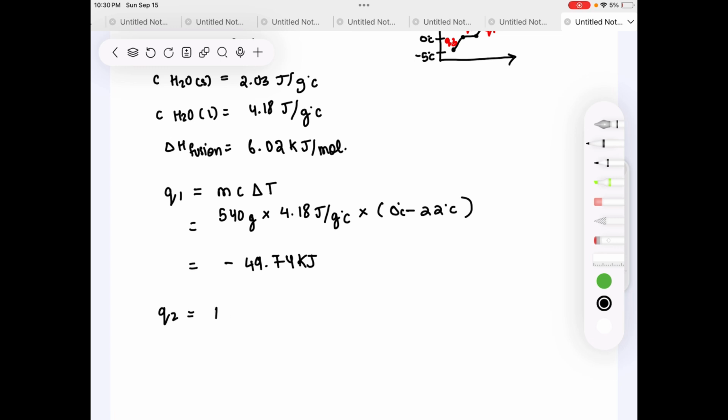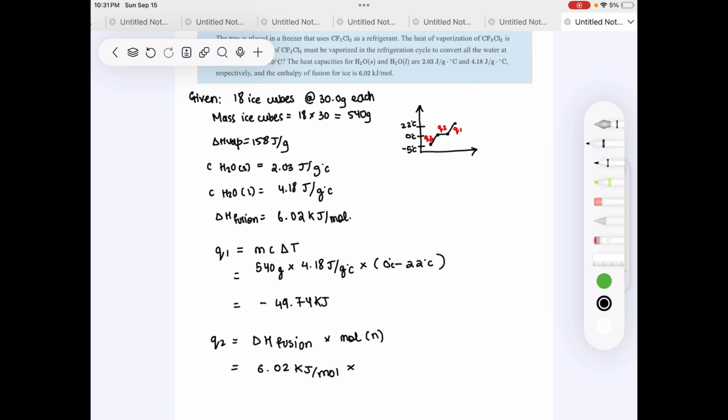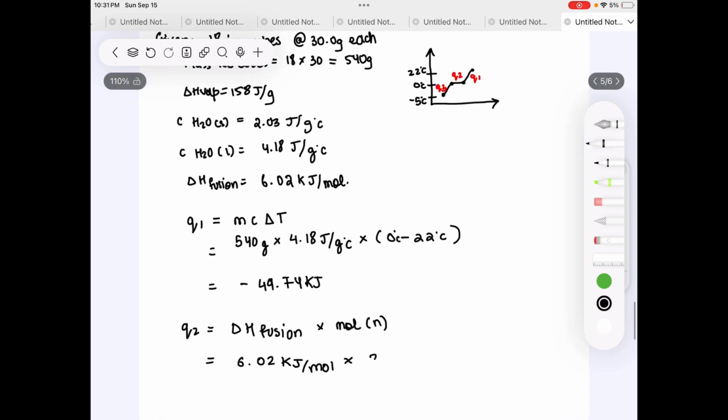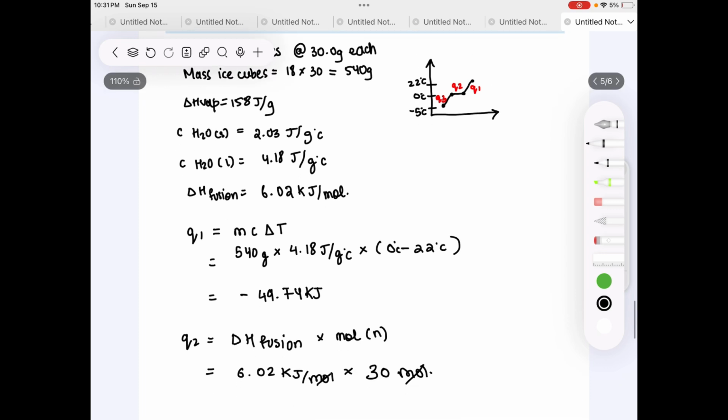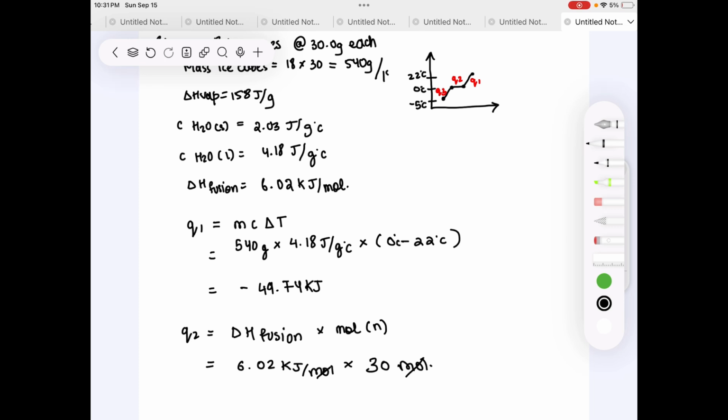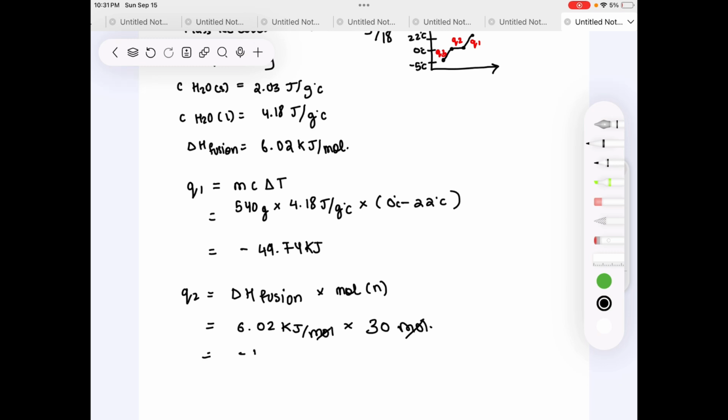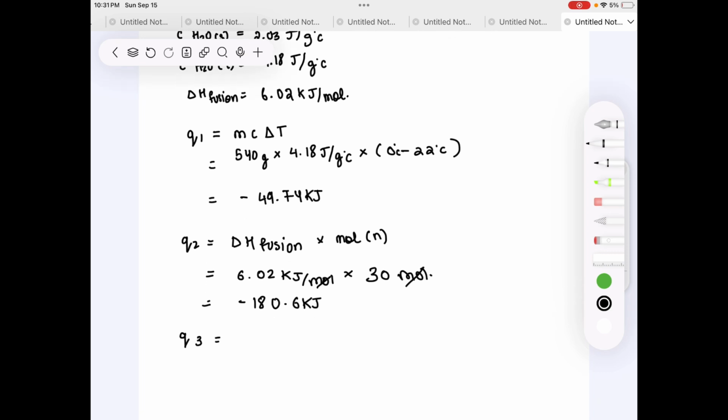Let us calculate Q2. Q2 is equal to heat of fusion into moles, 6.02 kilojoules per mole into 30 moles, which is from the mass of ice cubes. This is equal to 180.6 kilojoules.